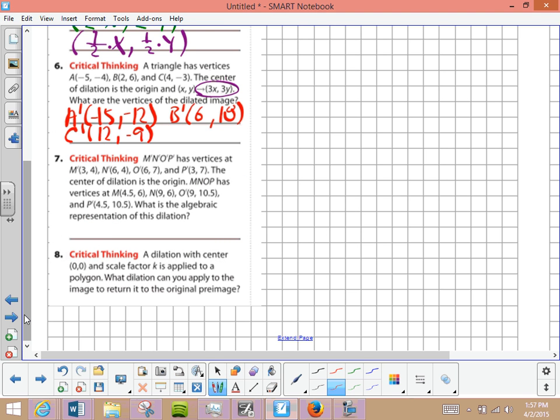M, N, O, P prime have vertices at such and such. The center of dilation is the origin, once again. Usually it's the origin. M, N, O, P has vertices at such and such. What is the algebraic representation of this dilation? What do you do here? Or what did you do here? How do you find the rule?